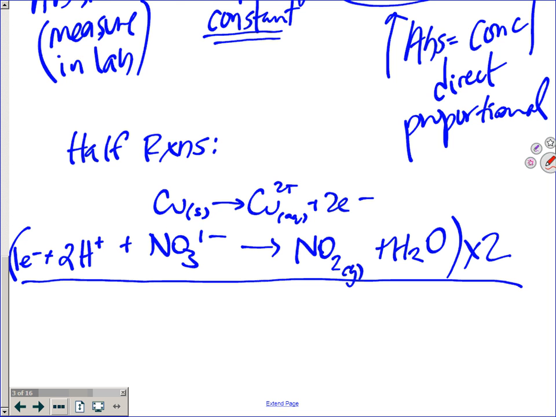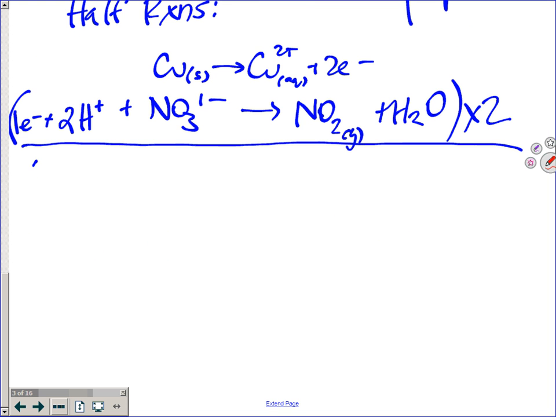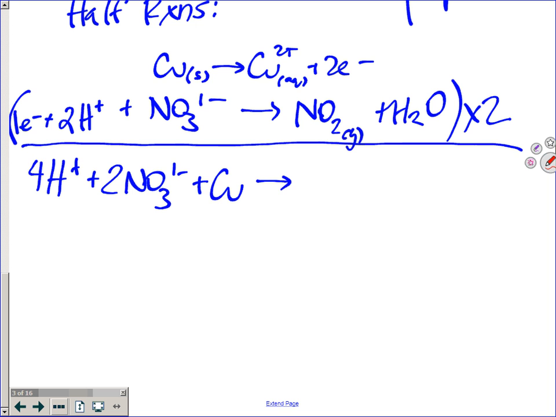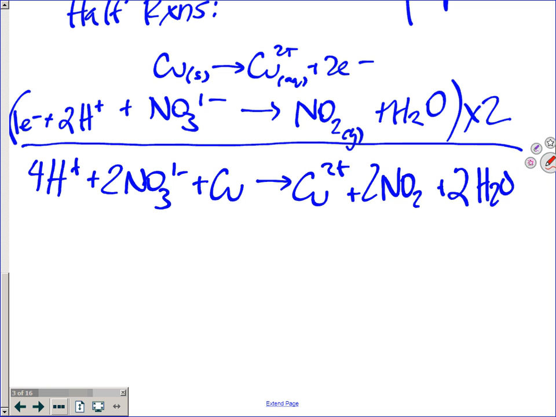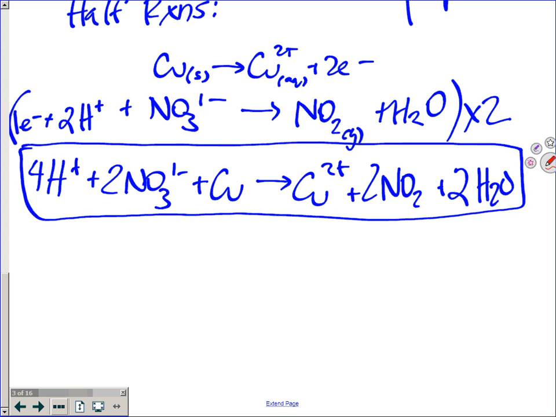What's your total reaction? 4H plus, 2 NO3 minus, plus copper, gives copper 2 plus, 2 NO2 and then 2 H plus. All right, so there's our balanced net ionic equation.